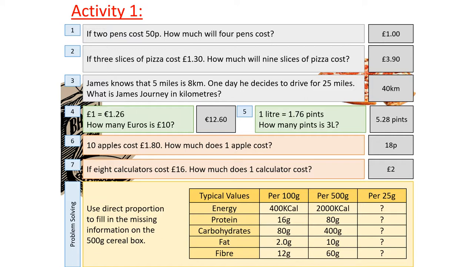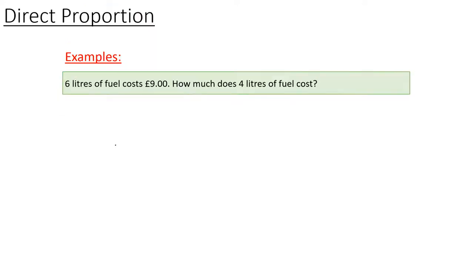Now, if we were to get to 25, we have to go from 100 to 25. So we have to divide it by 4. So we get 100 kcals of energy, 4 grams of protein, 20 grams of carbohydrates, 0.5 grams of fat, and 3 grams of fiber. Now, let's go for another example.